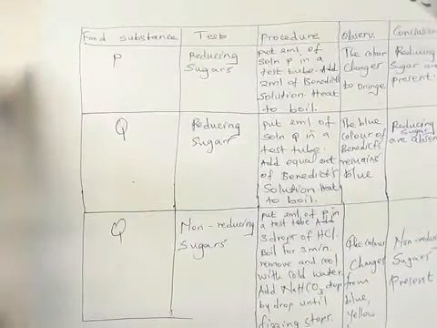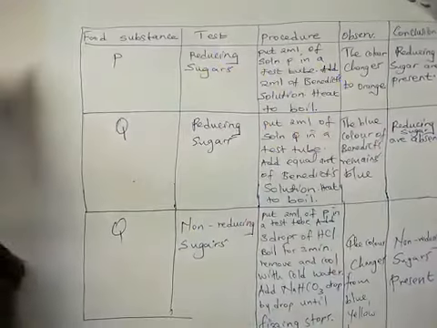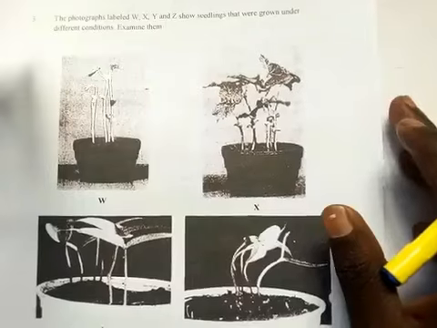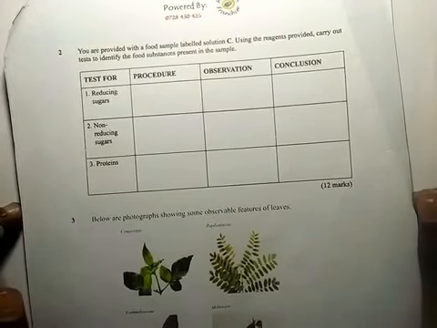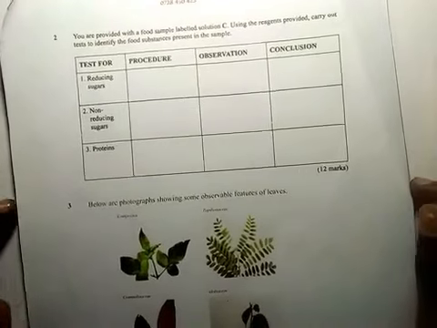Also, you can test the non-reducing sugar using P. Then you will get your good 12 marks. Now question 2. You are provided with a food sample labeled C. Using the reagent provided, carry out the test and identify the food substance present in the sample.